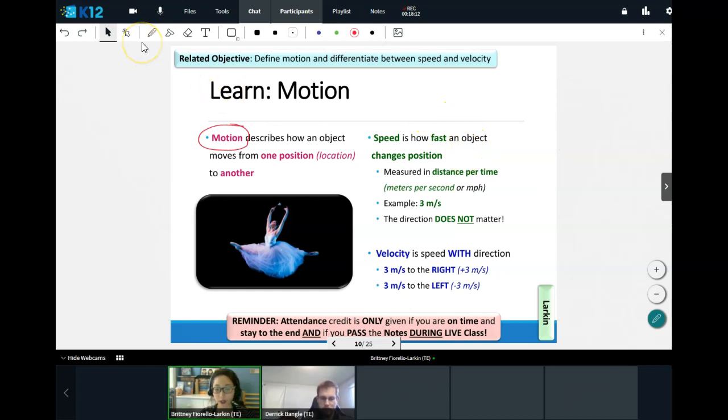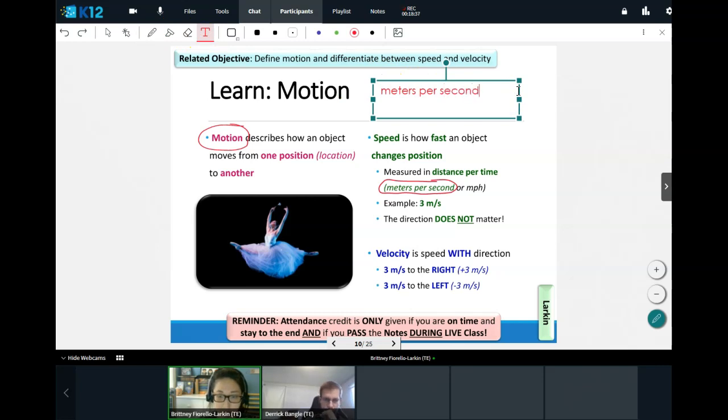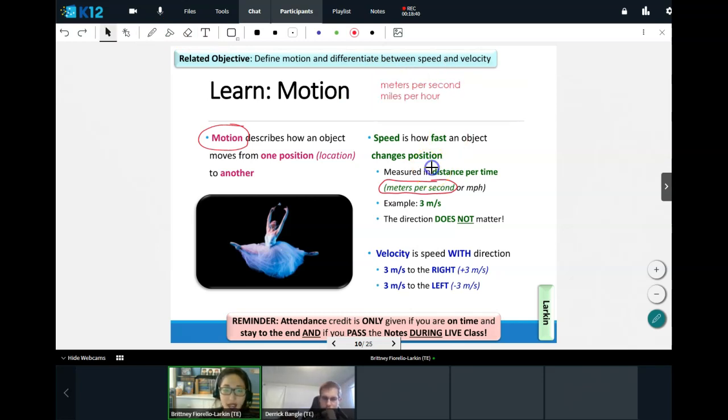So speed in general is just how fast you're changing position. All right, we measure this in distance per time. The one that we're going to be using in our class the most often is actually meters per second, because meters is the distance unit we use for distance, and seconds is the unit that we use for time. We learned about that last unit. But you could also think about miles per hour, right? Those are kind of set up the same. Meters per second or miles per hour both have a unit for distance and a unit for time. An example here would be 3 meters per second, or m/s. Per is a division sign, so m/s.